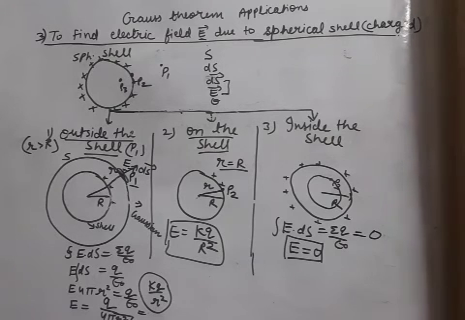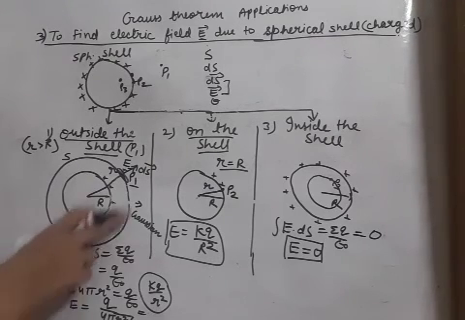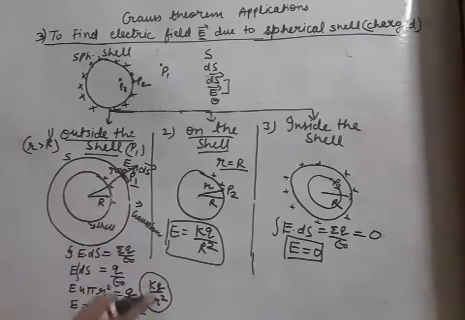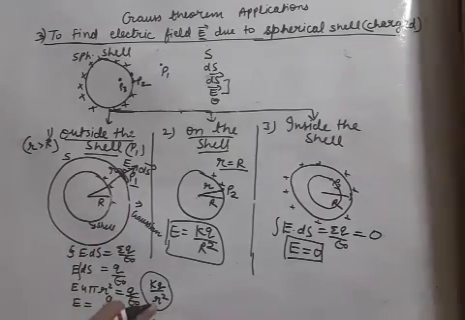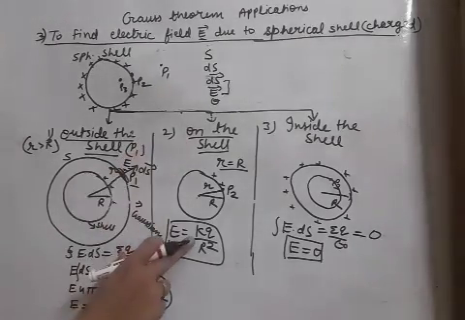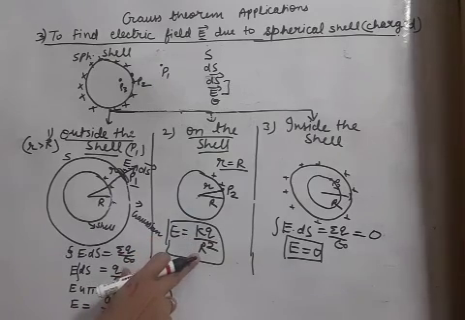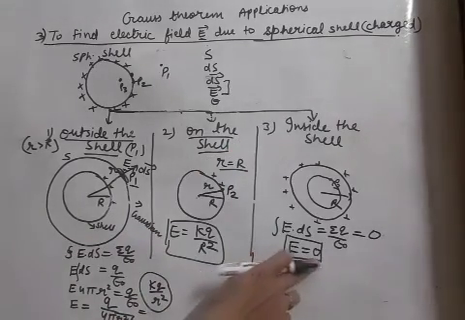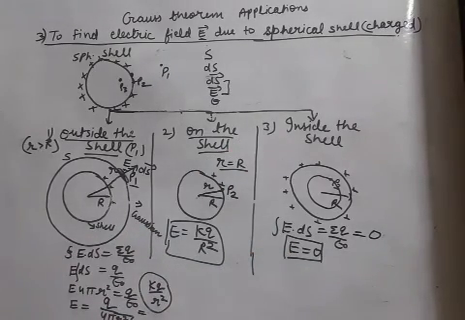So 3 answers we have got for the shell. Outside the shell, electric field is kq by small r square. On the shell, electric field is kq by capital R square. And inside the shell, the electric field is 0. Okay.